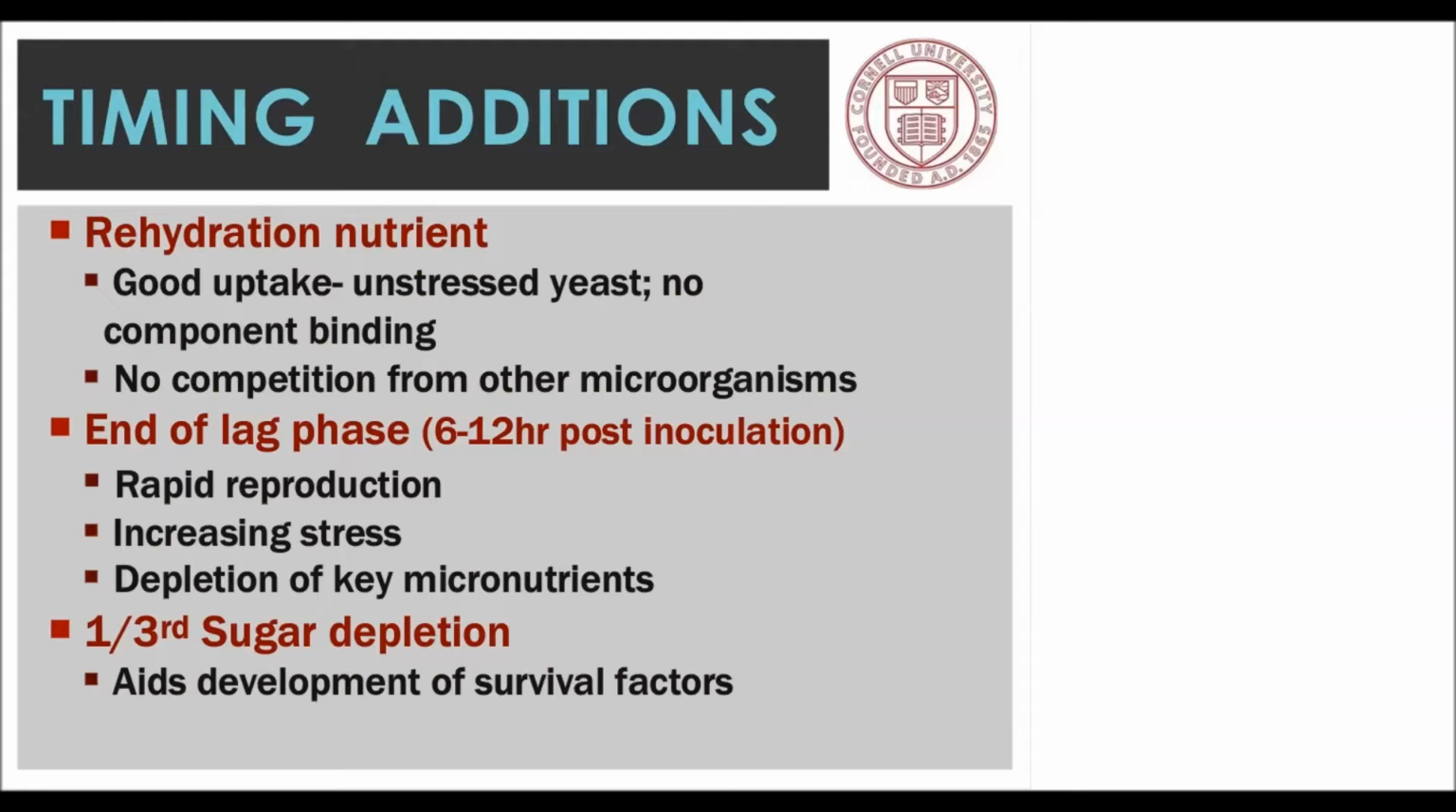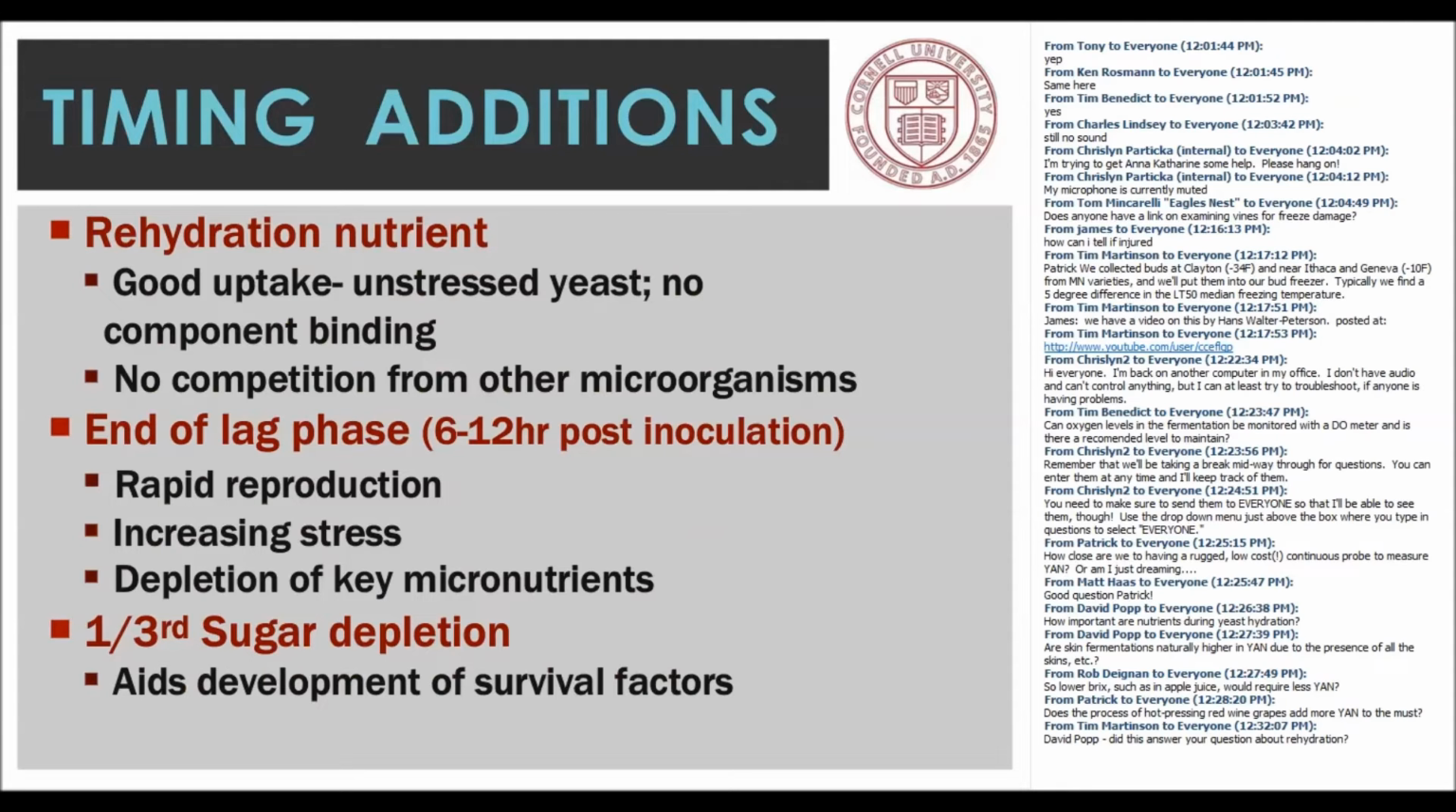The second time for addition is at the end of lag phase. That's usually 6 or 12 hours post-inoculation. Some people will say, well, it's at about 16 degrees Brix, but that kind of depends on what their starting Brix is, which can be quite high in the Vitis riparia. At this point, the yeast have gone through a rapid period of reproduction. The stress is starting to get to them. They need a little bit more food. They need more vitamins. And they've depleted some of their key micronutrients.